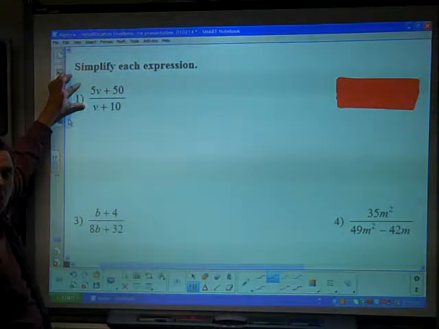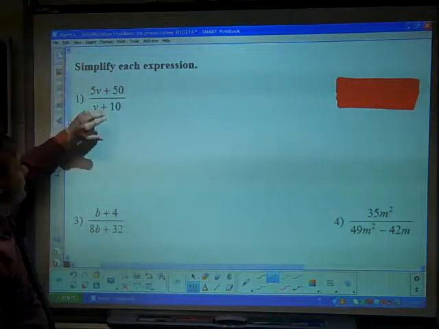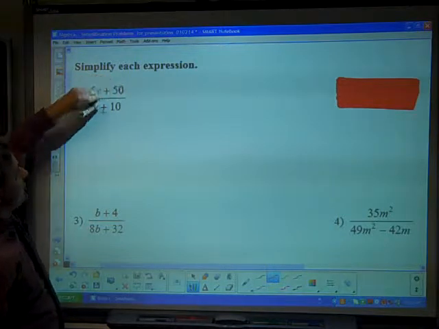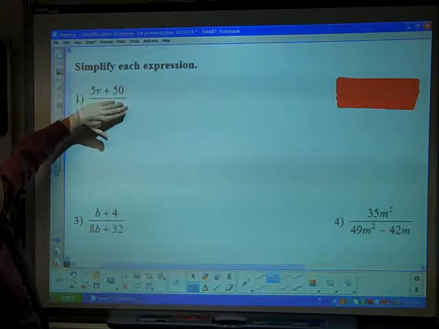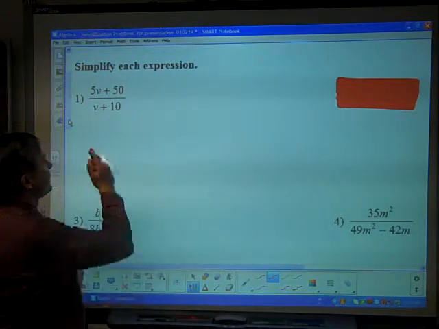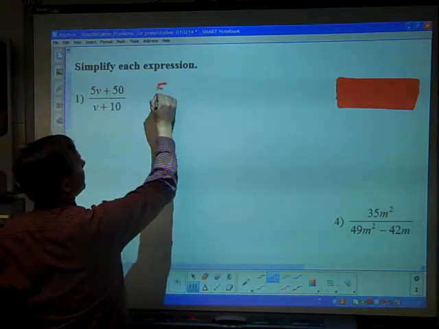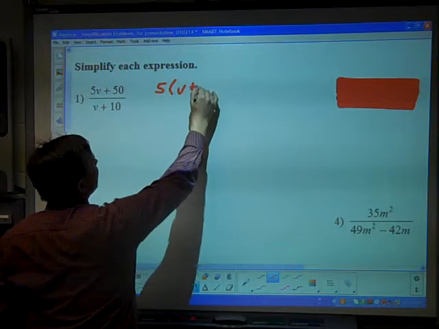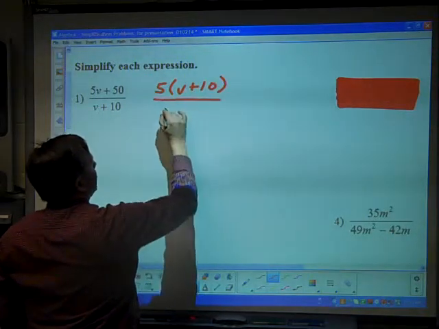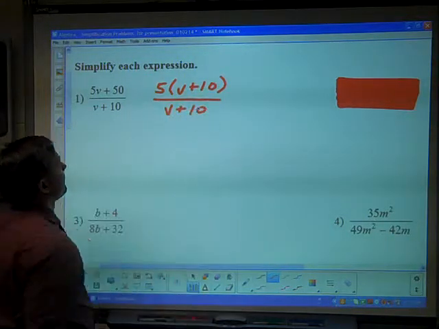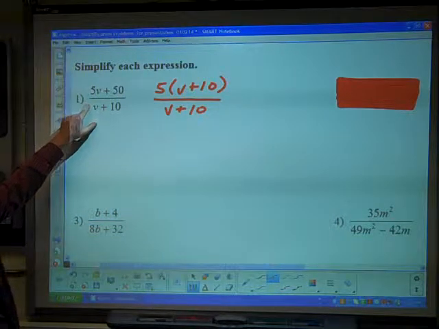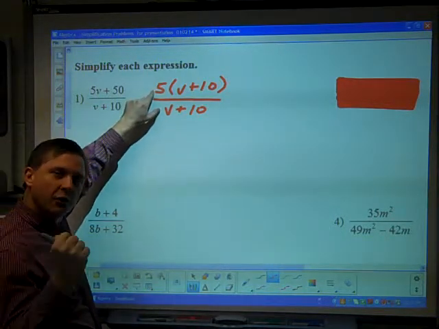So I look at number 1 and I have no products. I look at the bottom and there's nothing common. But when I look at the top, the numerator, I see that there's 5 and 50. 5 is common. So I can take out the greatest common factor of 5. And I can rewrite the black expression for number 1 as the red expression because they're equivalent.